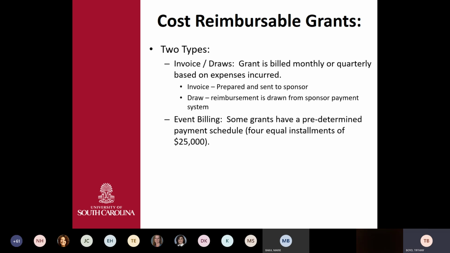And another type that often causes confusion is sometimes we'll get a cost reimbursable grant that is set up on event billing. So they'll have a predetermined payment schedule. So instead of invoicing them based on actual expenses and them reimbursing us, they'll just say, hey, I'm going to give you 4 equal installments of $25,000.